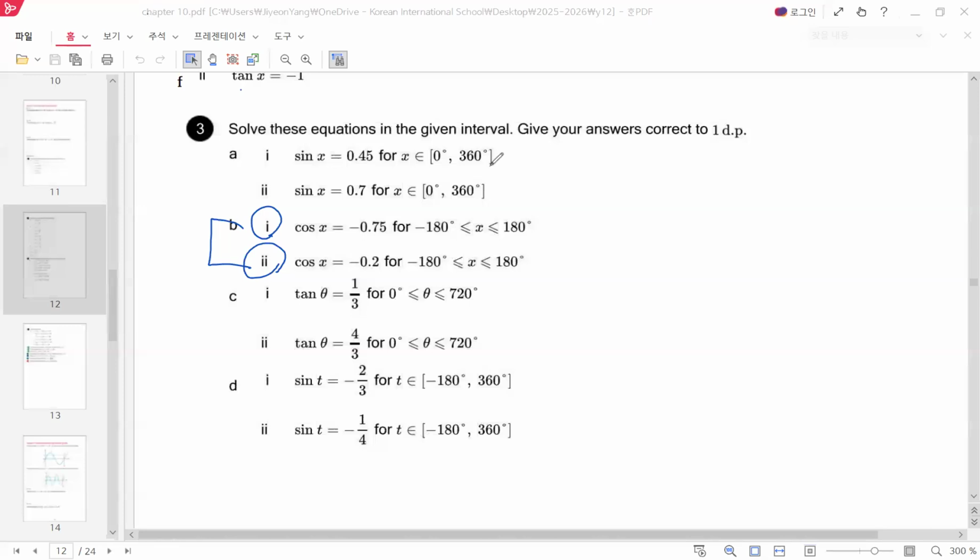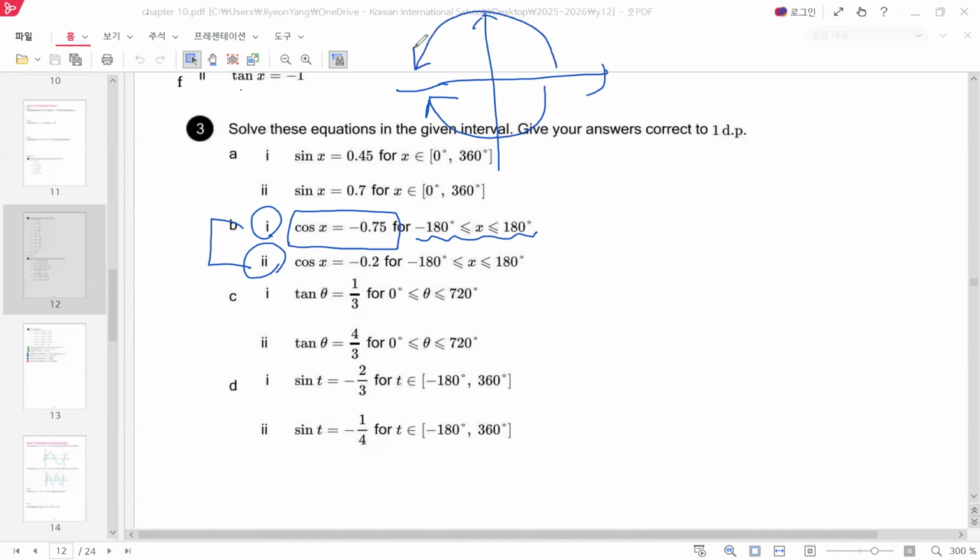Okay, so question 3B1. Cosine x is defined as -0.75, and the angle is given as -180 to 180. So from this direction, a half turn, and from the positive direction, a half turn. Do you understand? It is written in this way.